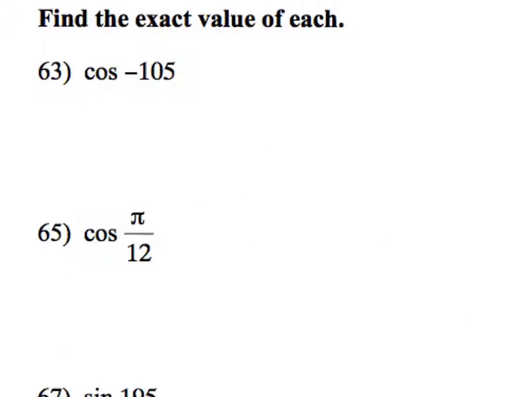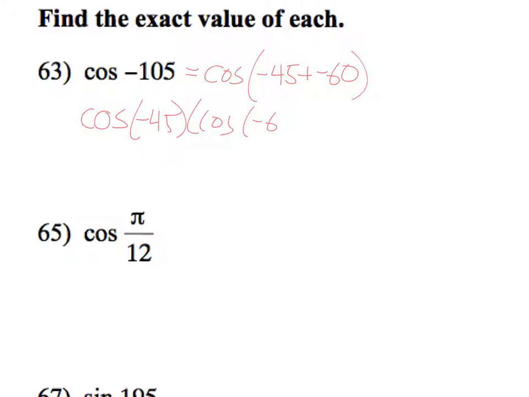Here we're looking at the sum or difference of angles. So for cosine of negative 105, I've got to make it using angles that we know. I could write that as cosine of negative 45 plus negative 60. And looking at that, that uses the formula cosine of negative 45 cosine negative 60. Now if I use a plus, that becomes a minus. Sine of negative 45 sine negative 60.